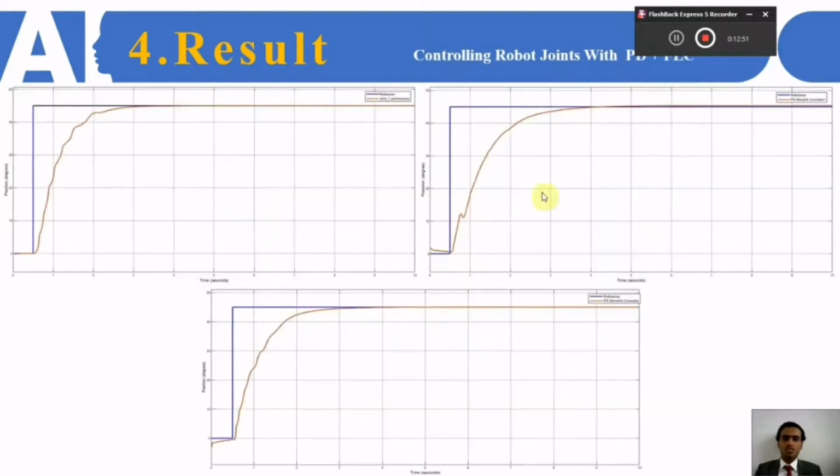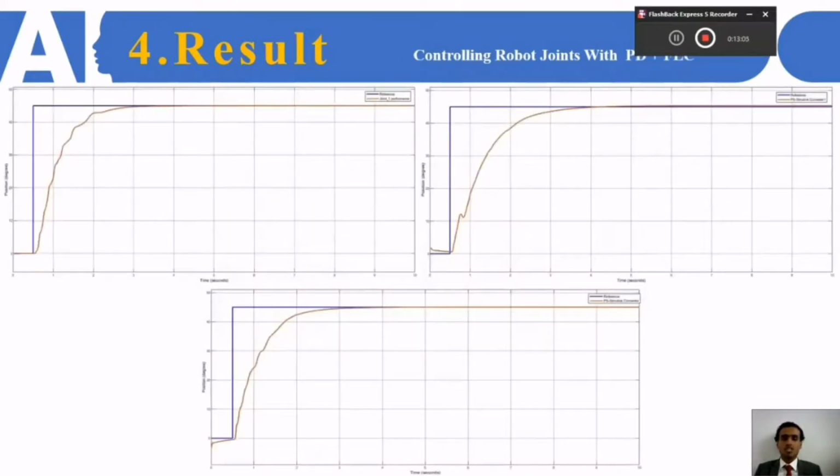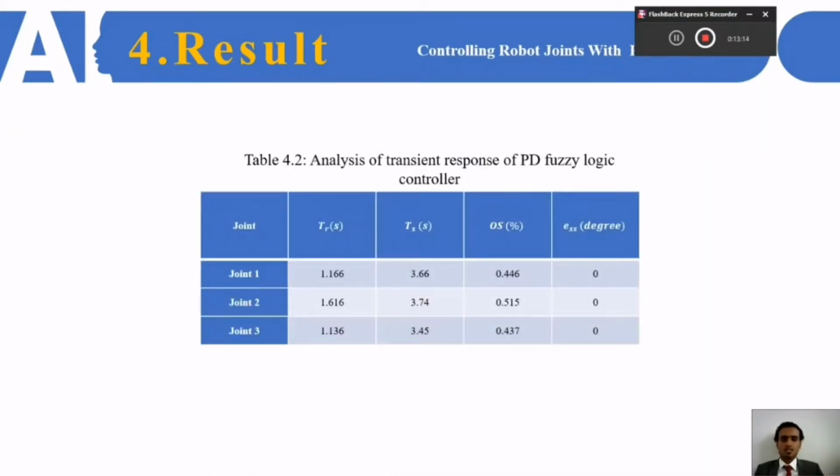Here with the BD fuzzy controller, we can see there is no overshoot, and the settling time is very small, which is around 1 or 3.6 seconds or less than that. The problem is with the rising time; it takes a long time to rise. The rising time here is about 1.16, and there is no steady state error, and the overshoot is very small.